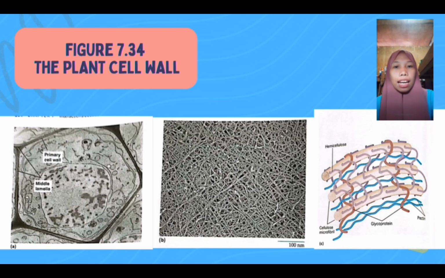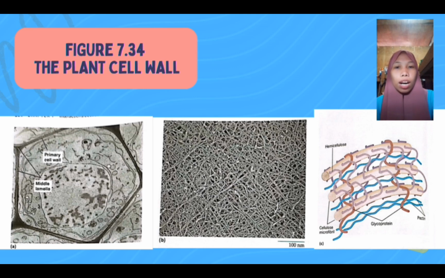Ang middle lamella ay gawa sa pectin at nagsisilbing cement na nagdidikit sa neighboring cells that keeps the plant tissues intact. And the yung nasa middle picture naman, yung letter B, this is a close-up of the network of fibers sa loob ng cell wall.